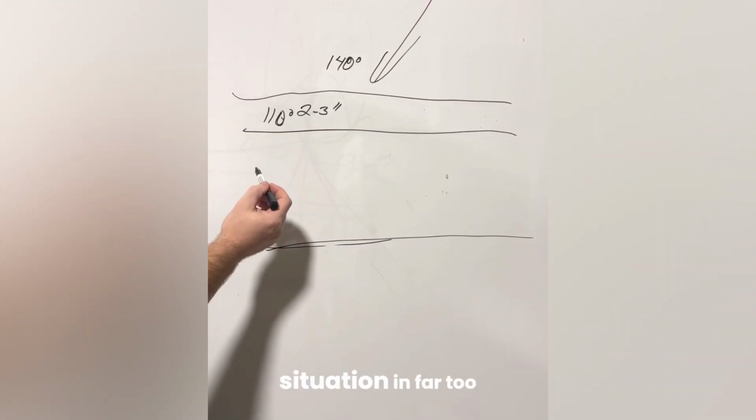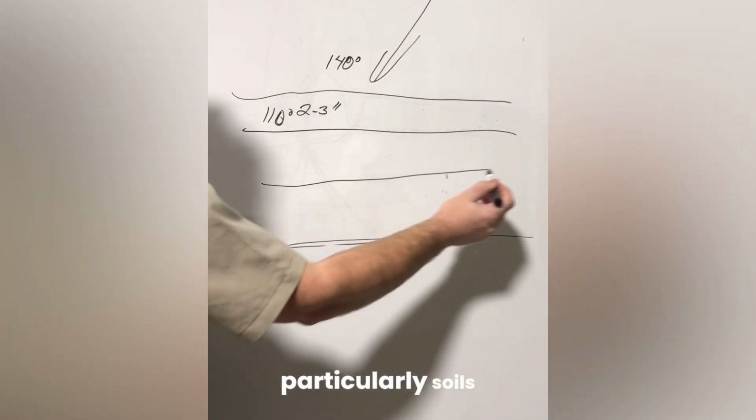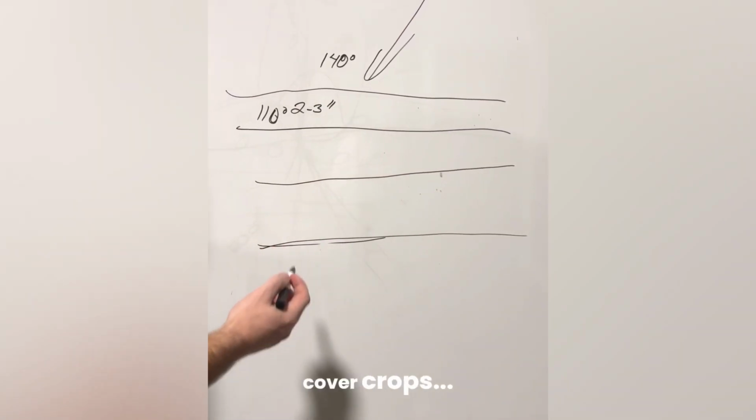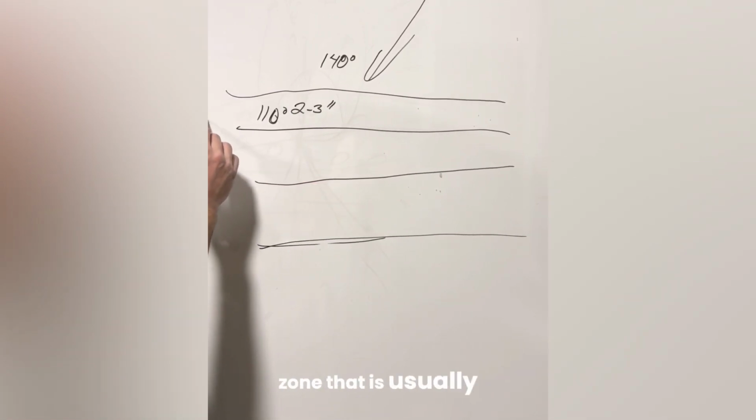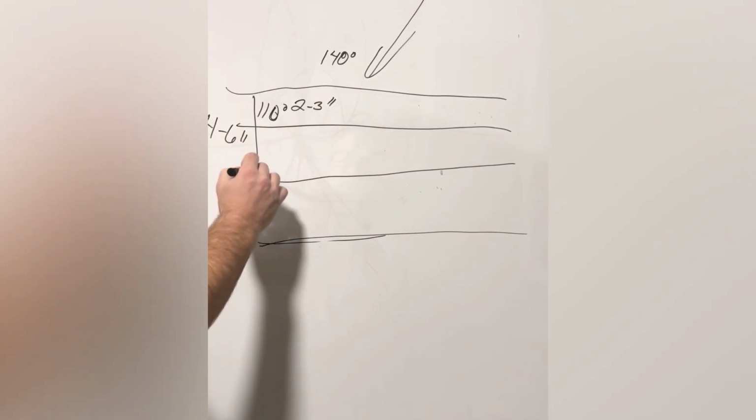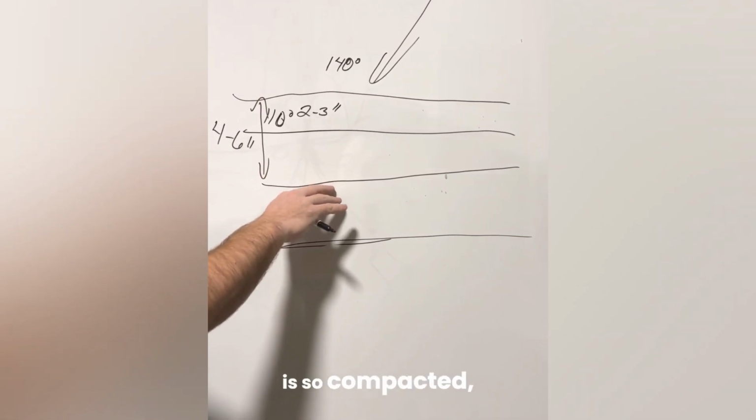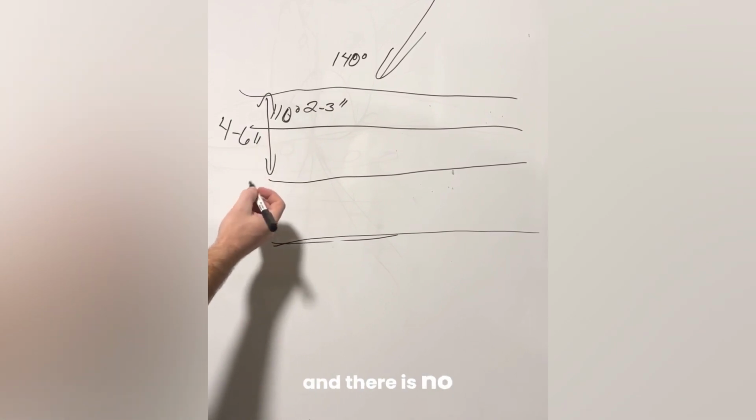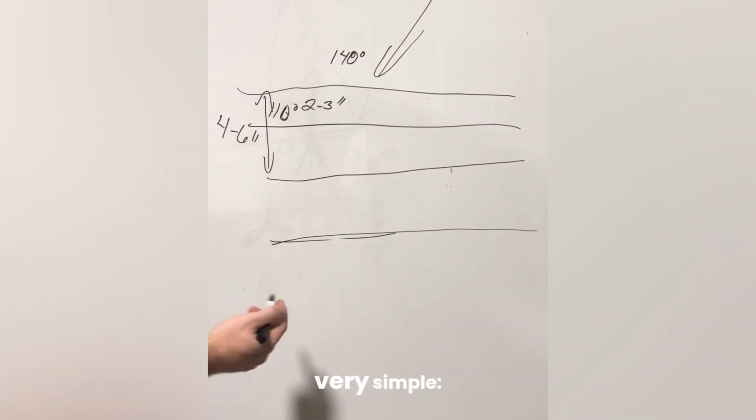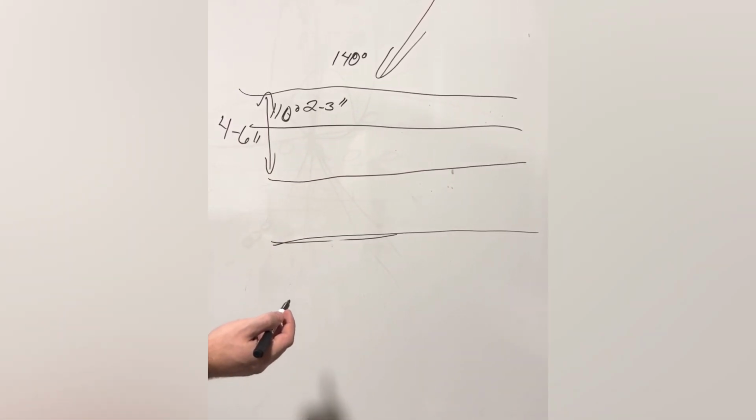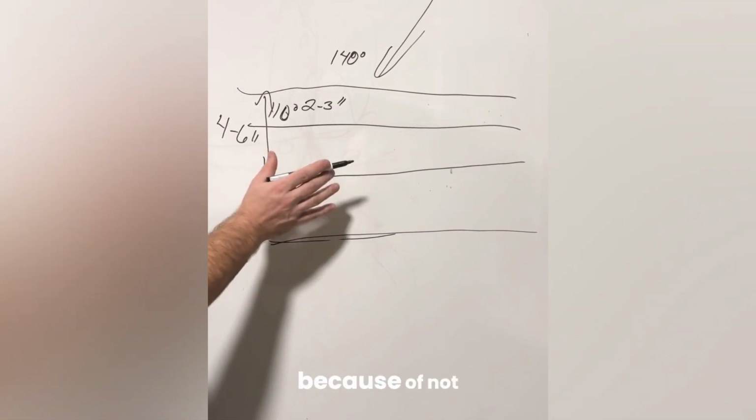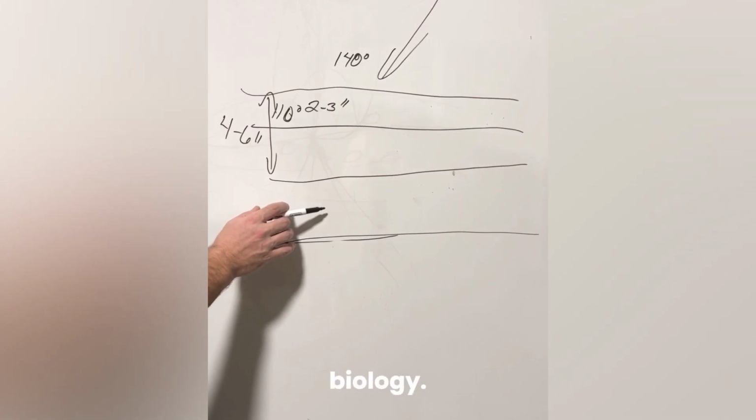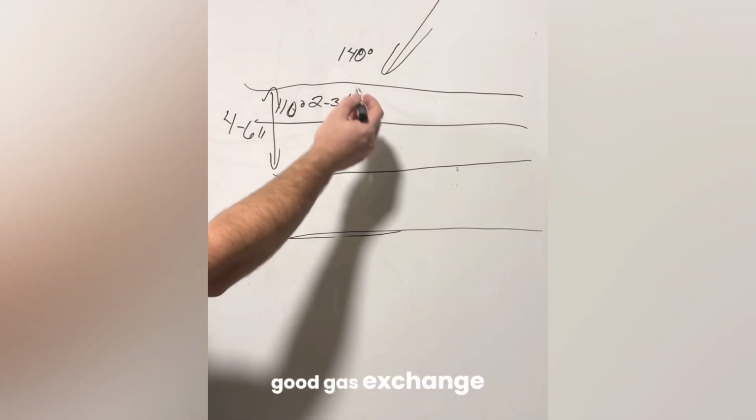And then we have this situation in far too many agricultural soils, particularly soils that have been no-till for an extended period of time, particularly those that have been chemical no-till, that haven't incorporated lots of cover crops. We have a compaction zone that is usually anywhere from 4 to 6 inches deep. This compaction zone is so compacted that roots have challenges getting through it, moisture has a challenge getting through it, and there is no microbial activity below that zone because it's very simple: biology has to breathe. If you would asphyxiate because of not getting enough oxygen, with your head buried 6 inches deep in this zone, then the same is going to happen for biology. There has to be good gas exchange and good air exchange.